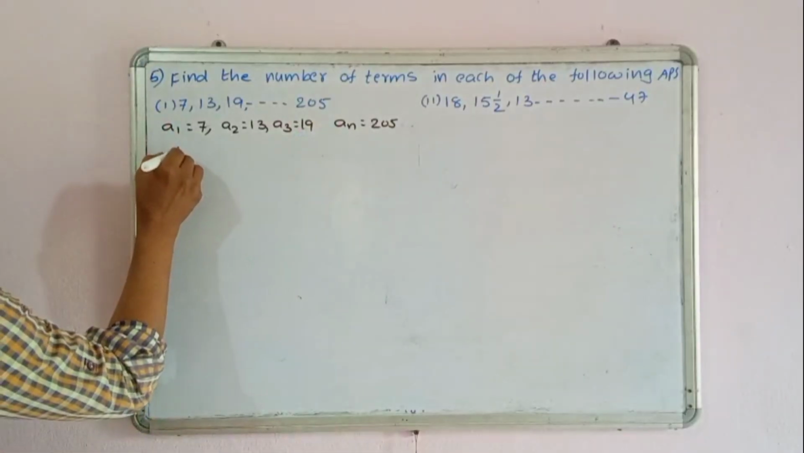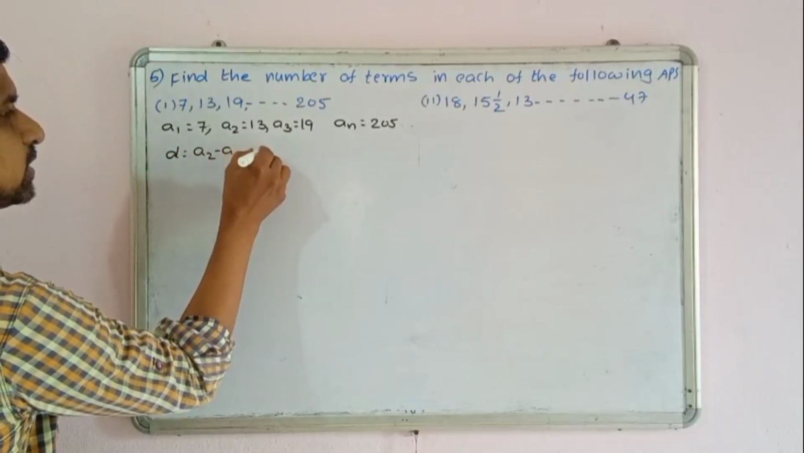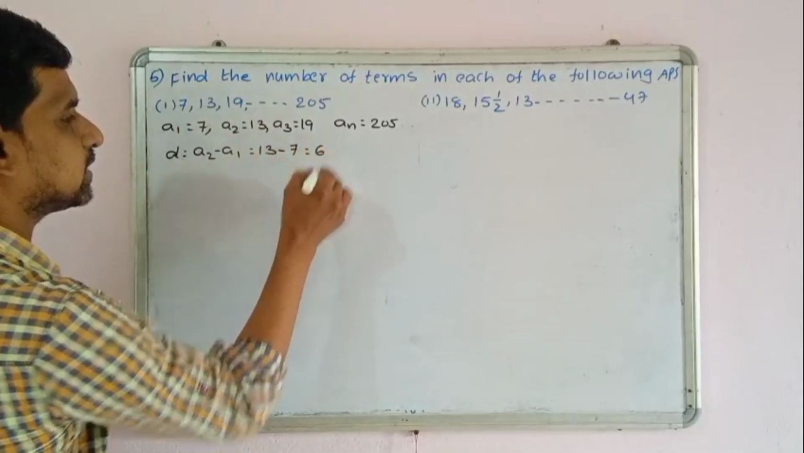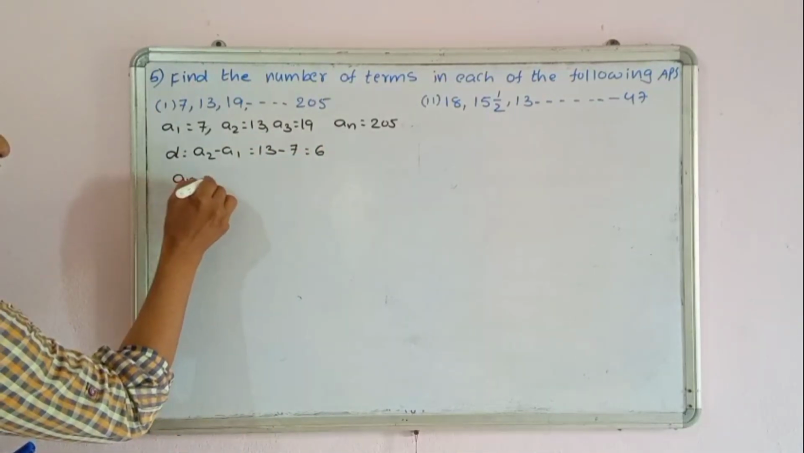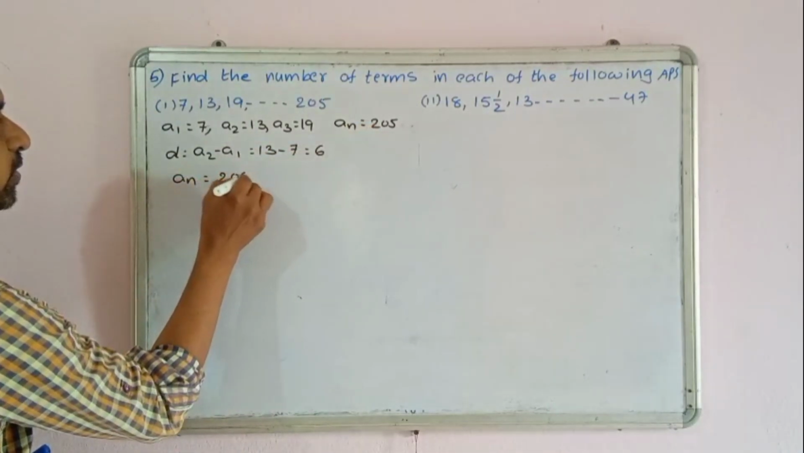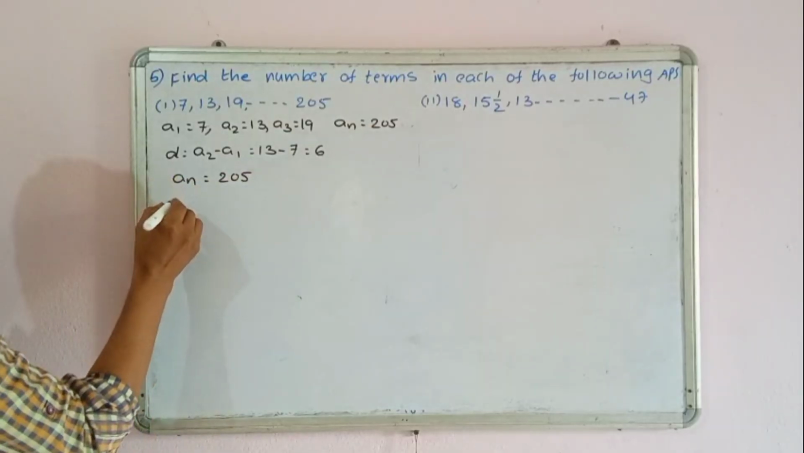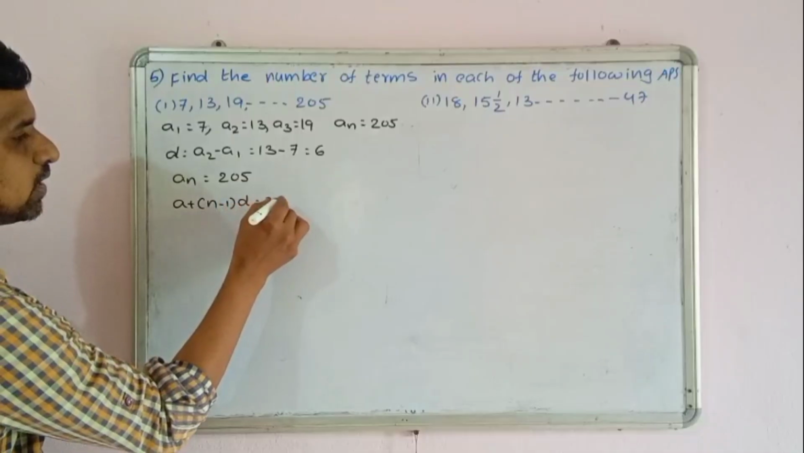So first find the common difference, d equals A2 minus A1. A2 is 13, A1 is 7, so 13 minus 7 is 6. Now an equals how much? 205. Now we will find the value of n. What is the formula of an? a plus n minus 1 into d equals 205.